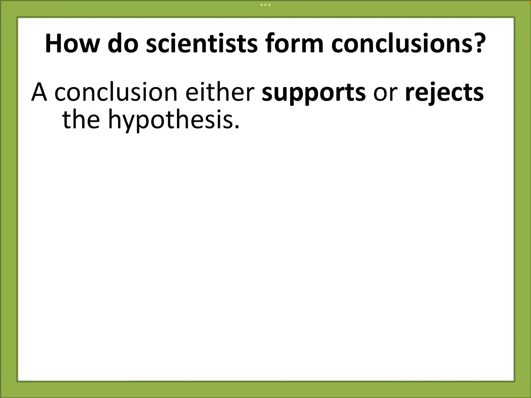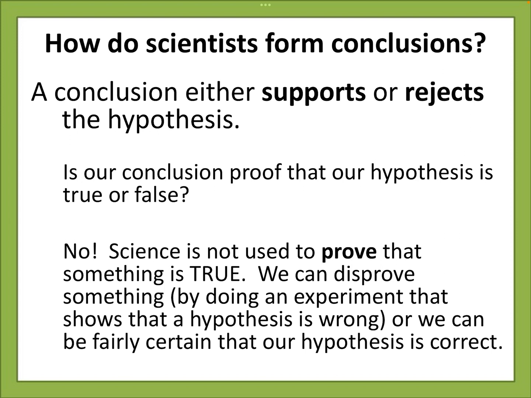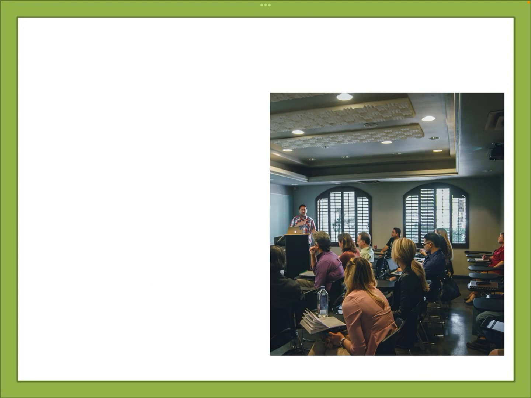So how do scientists form a conclusion? A conclusion will either support or reject the hypothesis. We come up with this by analyzing our data. Our conclusion is not always proof that the hypothesis is true or false. Scientists do not use it to prove that something's true. We can disprove it by doing an experiment, but it often takes many tries to prove whether something is correct or not.